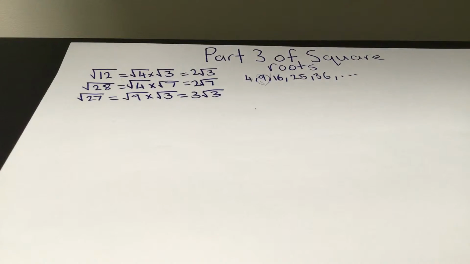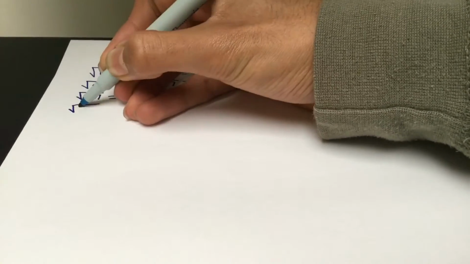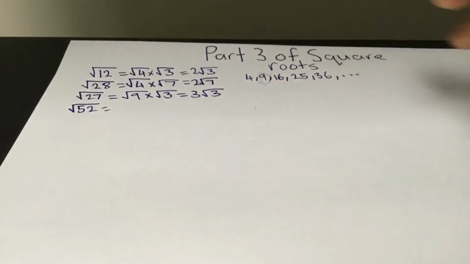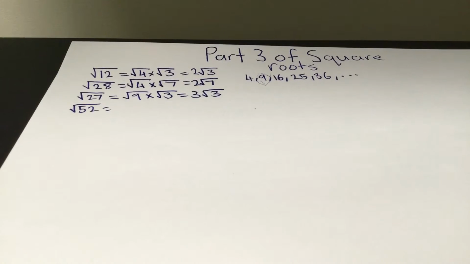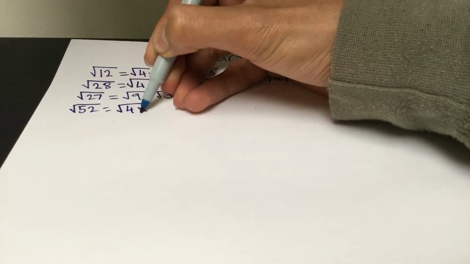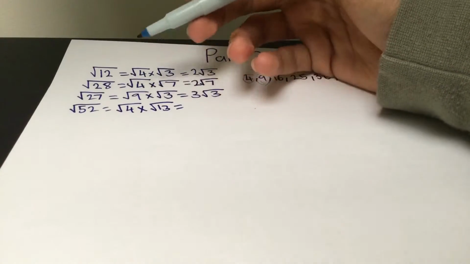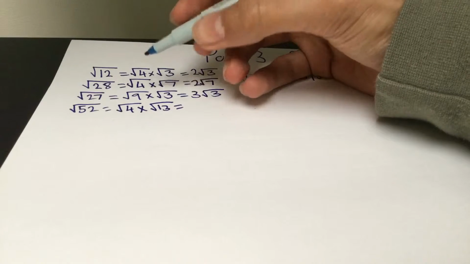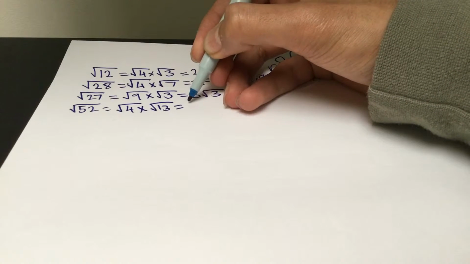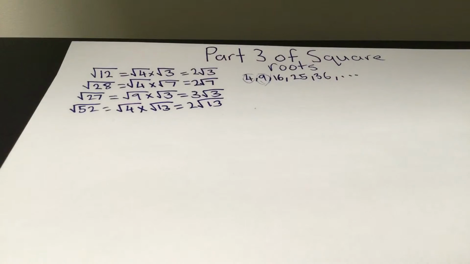Okay, cool. Let's move on to square root 52. Same thing. 4 will work this time, as square root 4 times square root 13. So this time we have to simplify square root 4. Square root 4 gives us 2, and what's left is 13. So 2 square root 13.